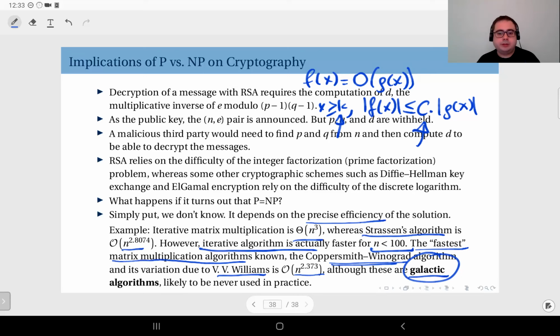Okay, so if somebody comes up with such an algorithm, we will have to use the actual algorithm to make a decision on whether it shatters RSA or not. So the answer to this, what happens if it turns out that P equals NP, it depends on the precise efficiency.